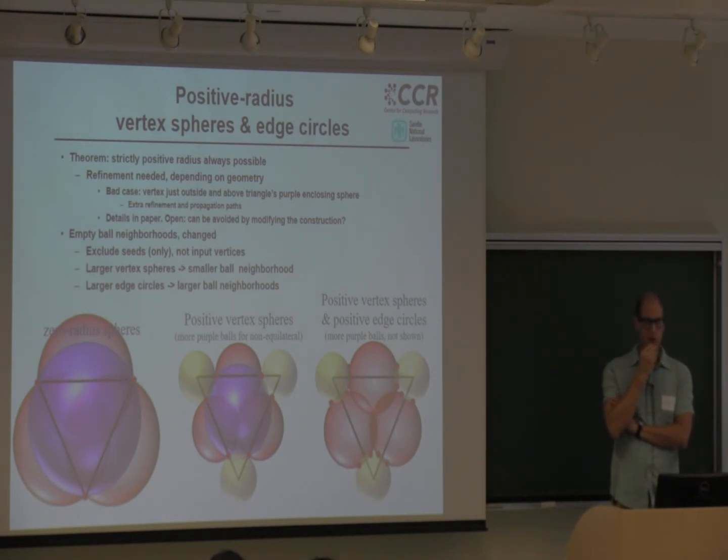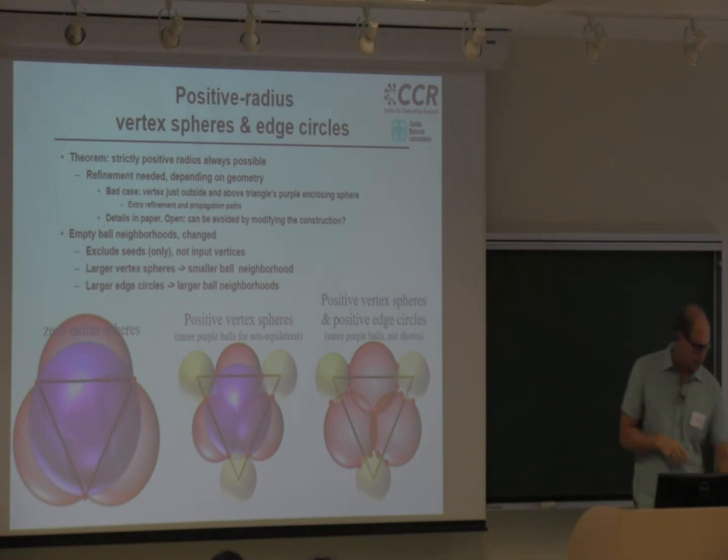Okay, so that was all for if you're assuming that the vertex spheres and the edge circles were radius approaching 0, but we'd like to actually compute these things, and so you'd like strictly positive radii. And so the theorem is that it's always possible, but again, the level of refinement can be quite high.